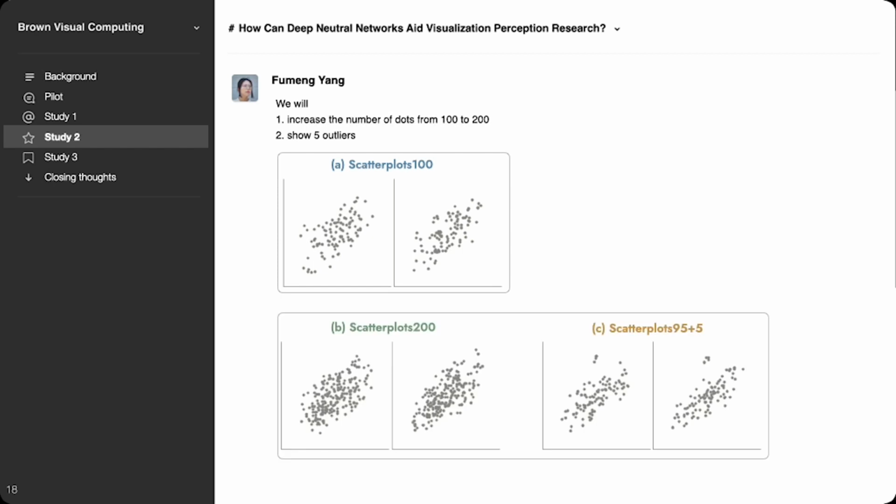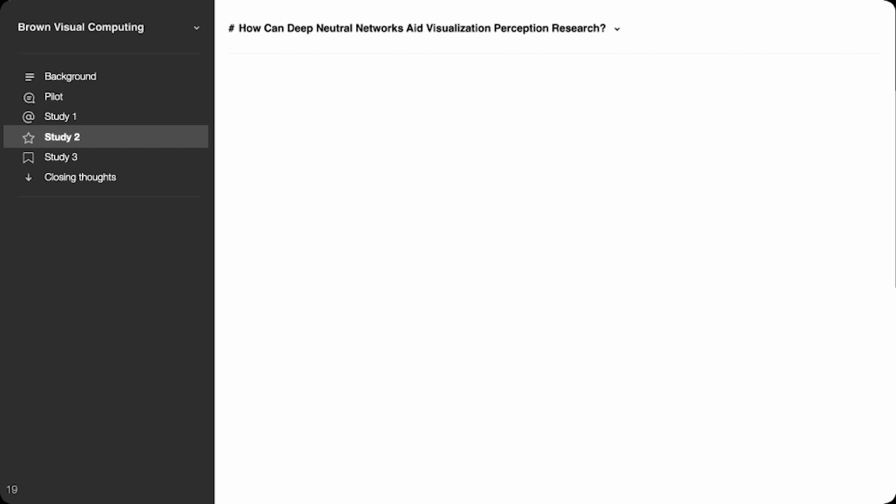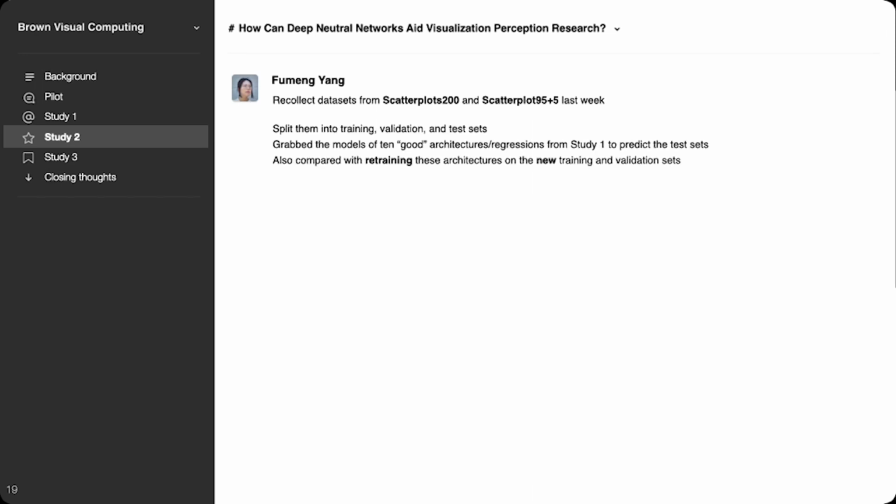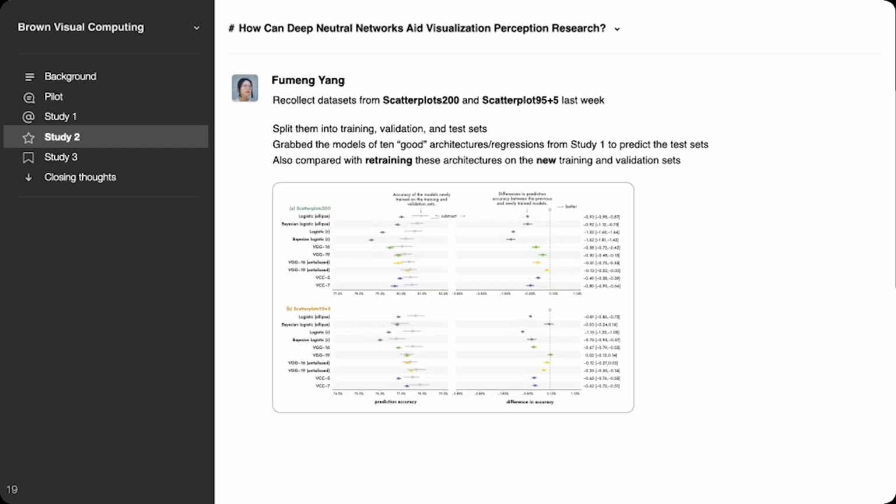Then we collect 2 new datasets and took the model of the best performing architectures from study 1 and used them to predict the new test datasets. And we also repeat the whole process 10 times and retrained them on the new training and validation test for comparison. Again, I only want to highlight the most important findings.